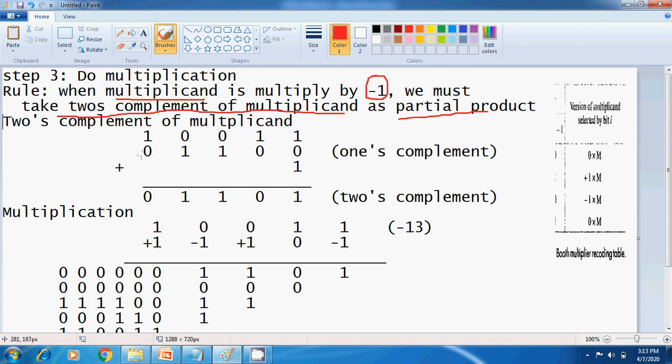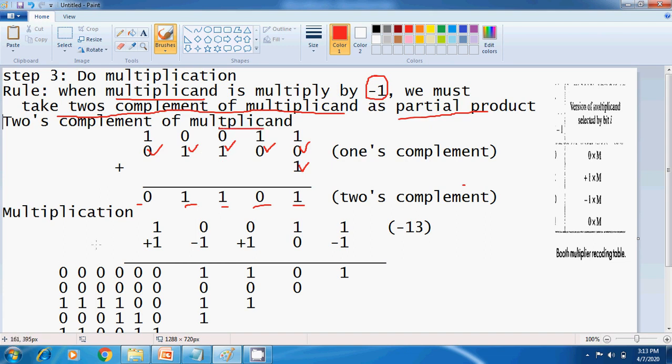So how to calculate the 2's complement? It is very simple. You have to first take the 1's complement. So 1 is represented as 0, 1 is represented as 0, 0 is converted to 1, 1 and 0. You have to simply complement the bits. And you have to add 1 to the least significant bit of the 1's complement. So 0 plus 1 is 1. Remaining bits are written as they are. So this is the 2's complement of the multiplicand.